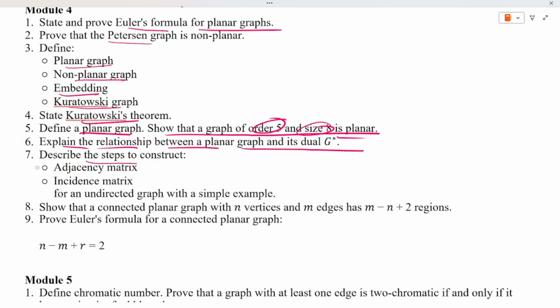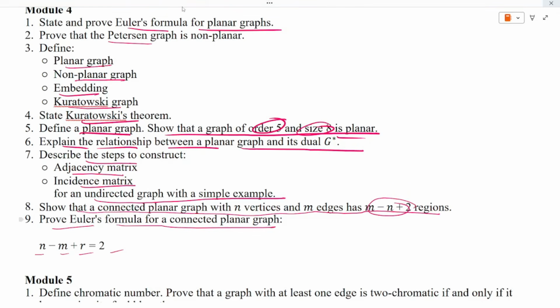And describe the steps to construct the adjacency matrix and incidence matrix for an undirected graph with a simple example. Next is show that a connected planar graph with n vertices and m edges has m minus n plus 2 regions, and prove Euler's formula for a connected planar graph: n minus m plus r is equal to 2.